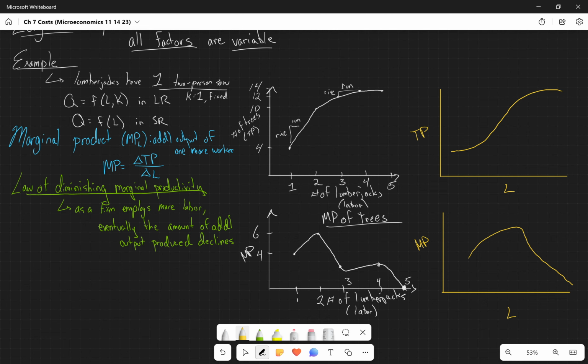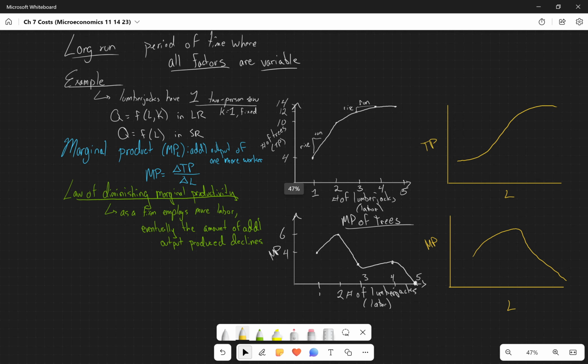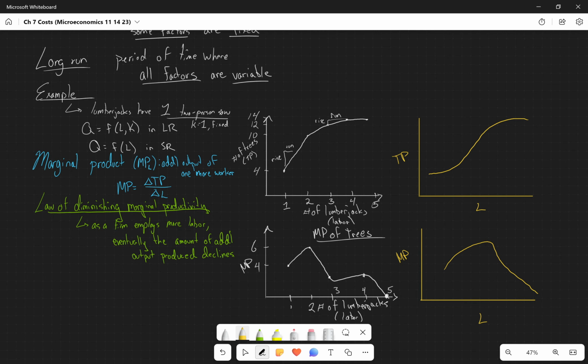Okay, questions on total production, marginal production, and the law of diminishing marginal returns in the context of our lumberjack example, or just in the context generally? All right.